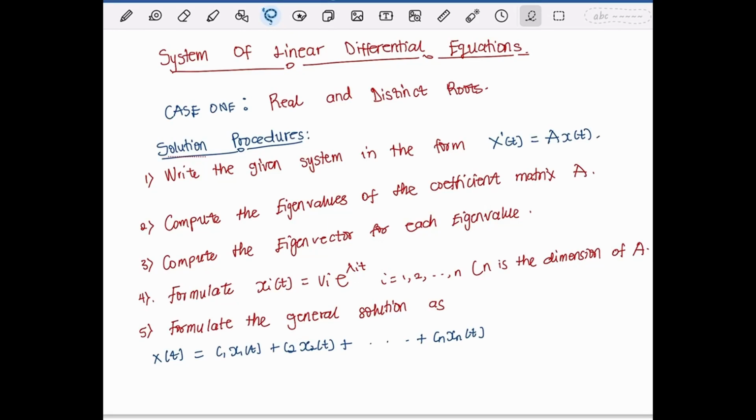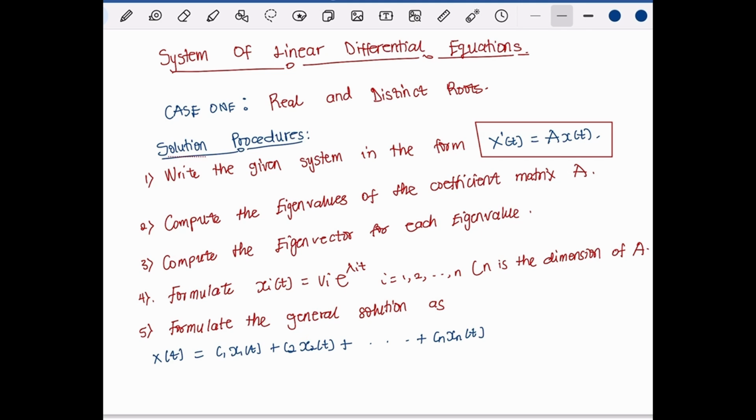So today we'll be doing systems of linear differential equations. We will take a look at the first case, that's real and distinct roots. Now this is how we are going to solve the given differential equation. The first step is to write the system in the form x prime is equal to Ax, where A is the coefficient matrix and x is the variable in the given differential equation.